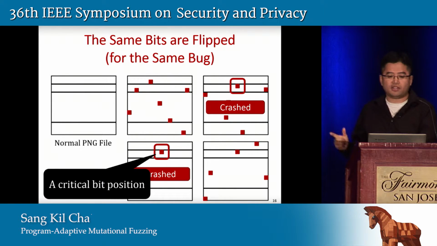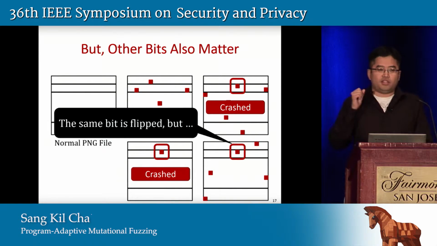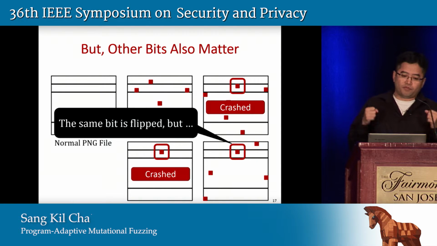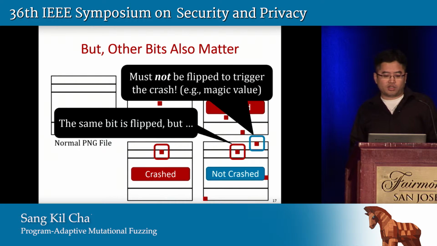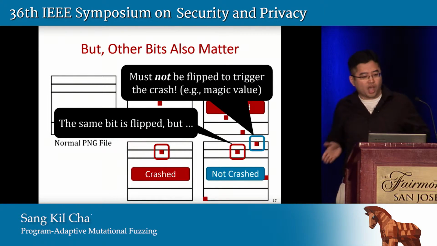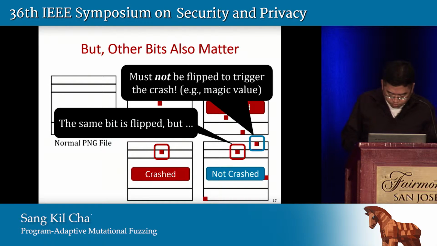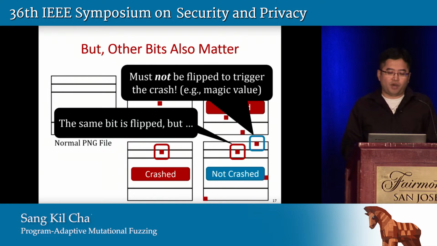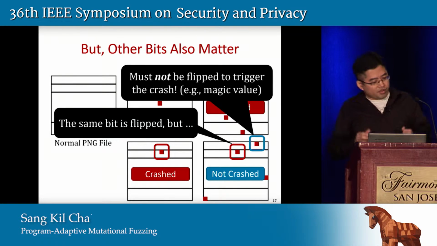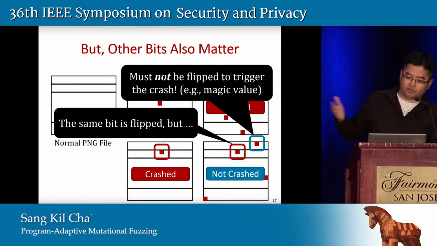However, when you look at the last test case that we generated, this input also has exactly the same flipped bit position, but this input does not crash the program. The reason is because there are other bit positions that must not be flipped to trigger the crash. For example, in this particular case, we flipped a bit from the magic value of the PNG. And since we modify the magic value of the PNG file, no matter what value you have, this input will be rejected from the program because the program will think that this is not a valid PNG file.